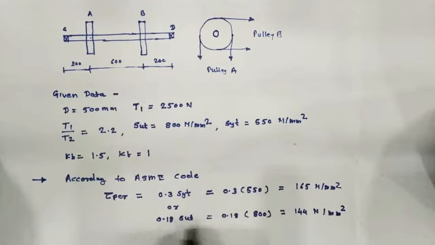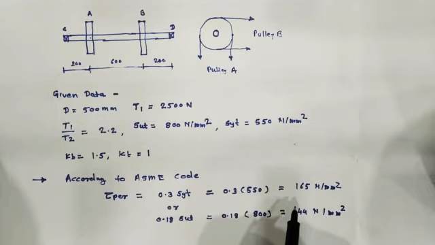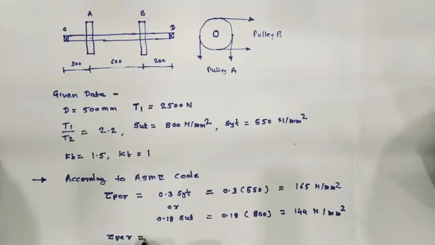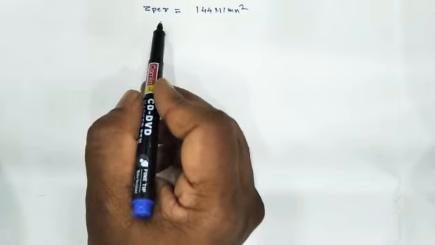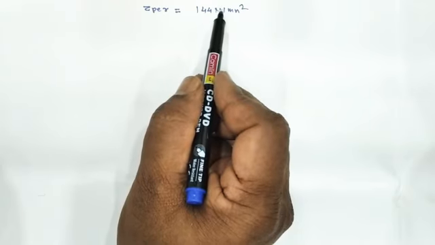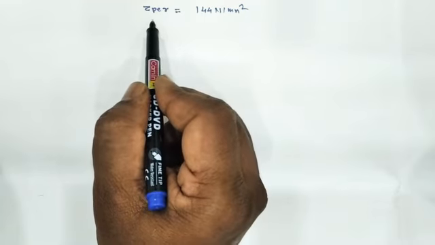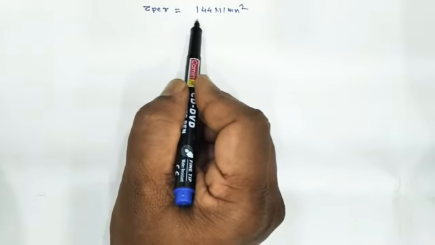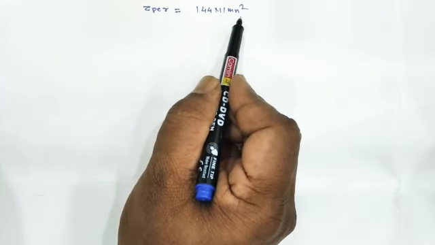Whatever two values we calculated, from which we have to select the minimum value, that will be the tau permissible. Now selecting the minimum value, tau permissible is equal to 144 Newton per mm square. So this is the minimum value of tau permissible from the first step according to the ASME code.